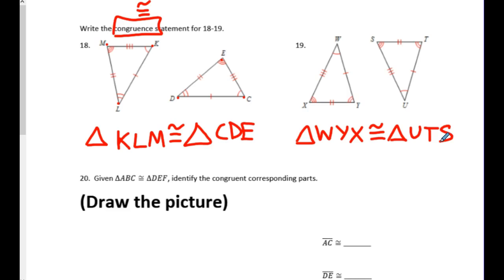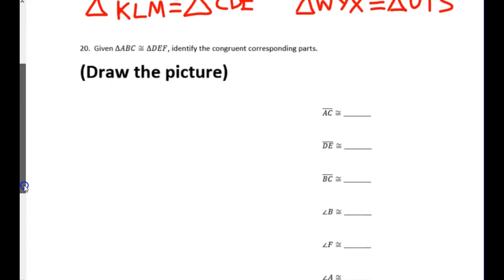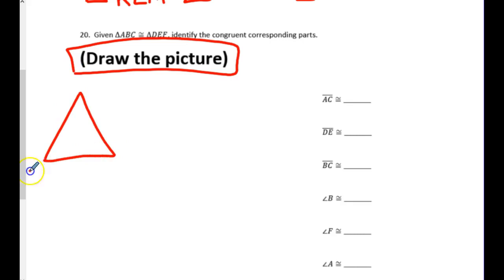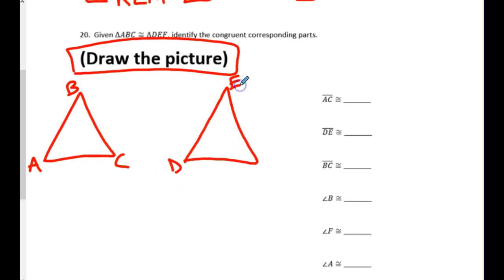Okay. Down here, we have to do what? In very big words here, draw the picture. So let's do that. Given ABC is congruent to DEF. Doesn't matter what it is, just put ABC is congruent to, try to look the same, DEF. Now make sure your letters are all corresponding. A is corresponding to D, B to E, C to F.